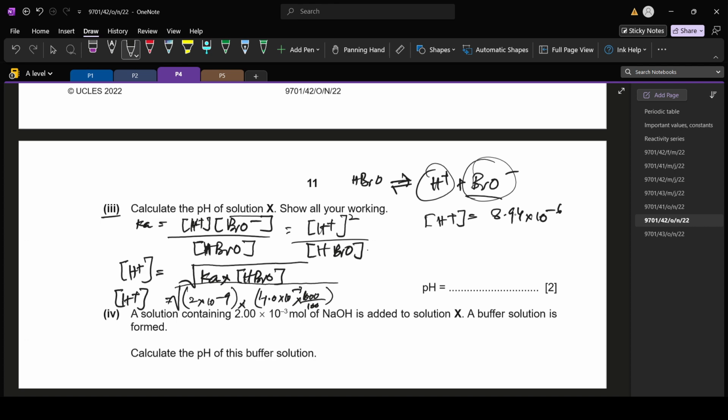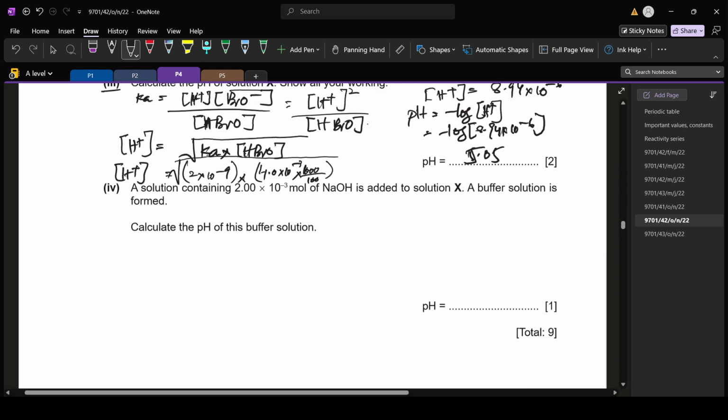Okay, so the concentration of H plus ion, now you have calculated it. Now the pH is equal to minus log concentration of H plus ions. So it is going to be minus log of 8.94 into 10 to the power minus 6. It is going to be 5.05. Okay, this is your pH.